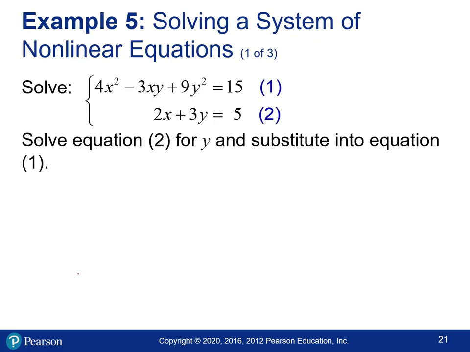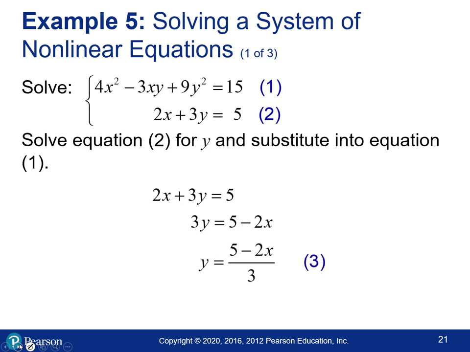Alright, let's go ahead and try this one. So we have a system, notice the second equation is linear, the first one is not, and we're going to go ahead and use substitution on this one. And so let's rewrite equation 2, and you can solve for either variable. You can solve for x or for y, and we're just going to solve for y. But just note, you can solve for x also. So it's just a choice.